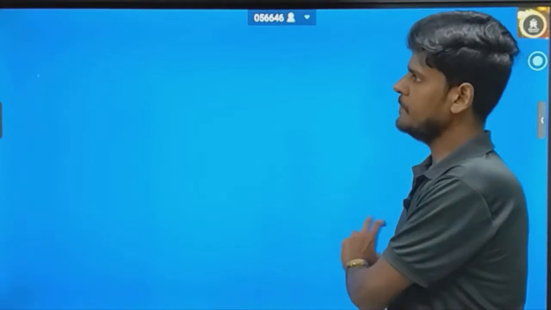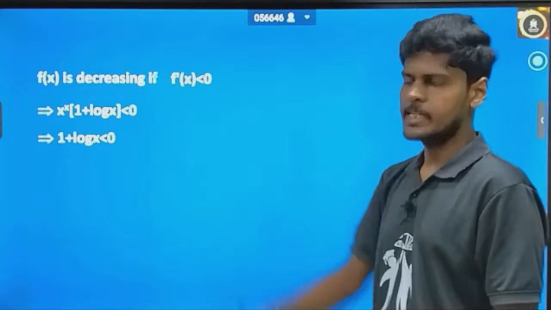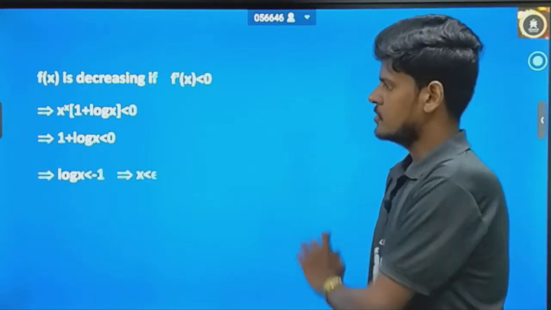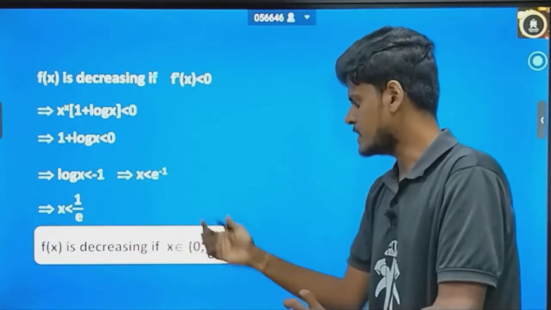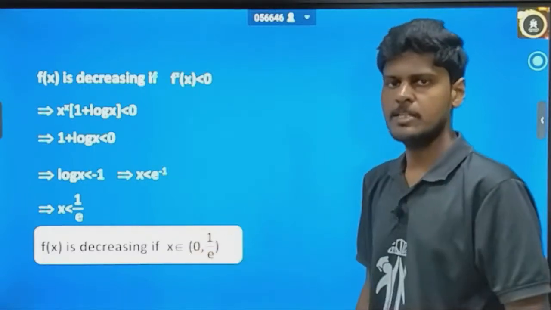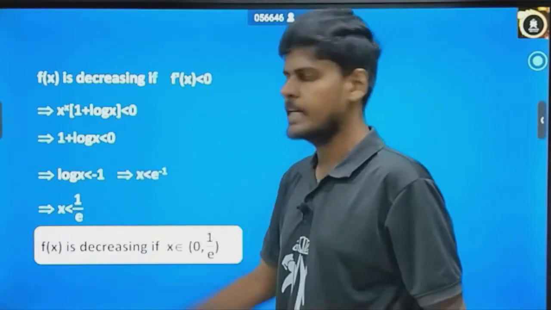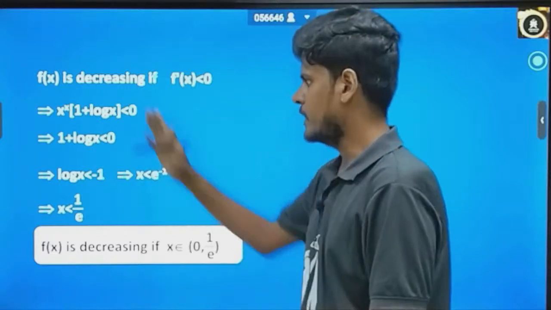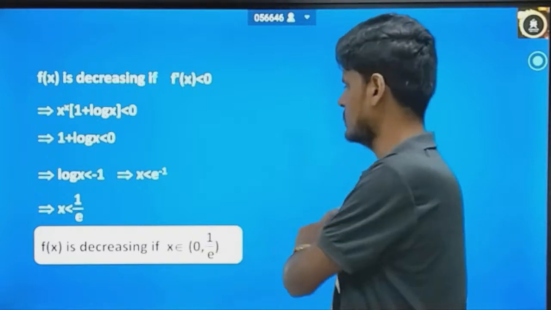What about the decreasing interval? Again, when f dash of x is less than 0, f of x is decreasing. We already know the condition for increasing and decreasing functions. So that means x is less than 1 by e, and f of x is decreasing in the other region, that is 0 to 1 by e. And why are we writing 0 here? Because the base is positive and log x will be defined only when x is greater than 0. Therefore we will take x values greater than 0. So here the domain is from 0 to infinity, and we will consider only the positive regions.